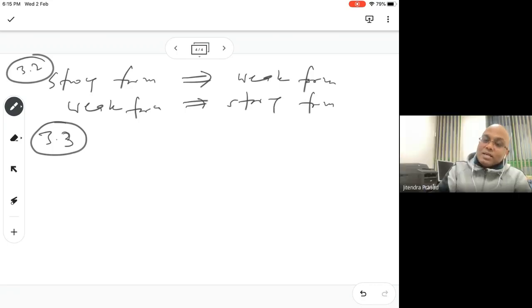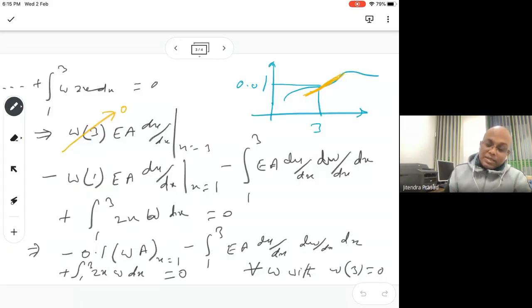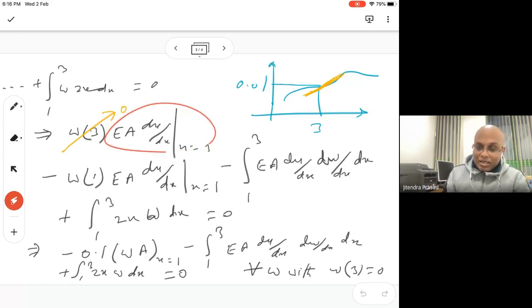There is no physical interpretation. Here your weight function is just your choice. You can do whatever way you want. And why we do it, it is a trick. And what is the trick? The trick is something that we don't know, we remove from the equation.